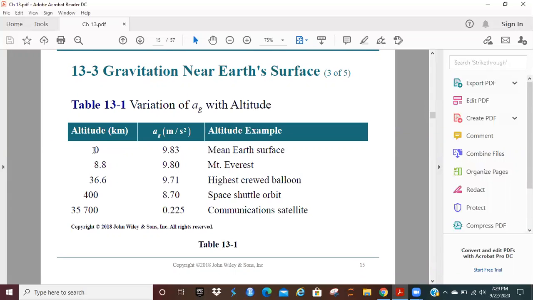If you're looking at an altitude of around the mean of the Earth's surface, this is your acceleration due to gravity. If you go up 8.8 kilometers, say at Mount Everest, this is the acceleration due to gravity. If you go up over, let's see, would that be over 4 times? 3, 4, 5. Yes, it would be. Highest crewed balloon, you're noticing that the gravitational acceleration is beginning to drop. If you're 400 kilometers above, then you are measuring it at 8.7, so you're really starting to see a drop. If you are at the altitude of a communications satellite, you're experiencing very little acceleration due to gravity by comparison.